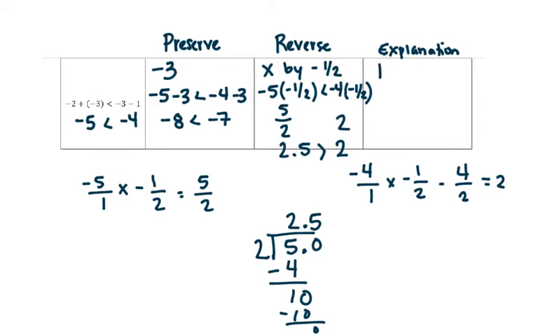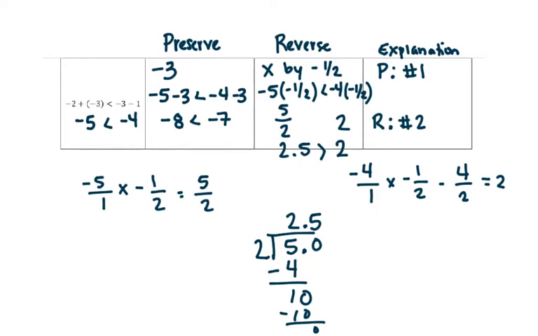So my explanation for preserving, if we go back, I subtracted 3, so that was number 1. And for reversing, I multiplied by negative 1/2, so that was number 2. So that is how we complete those problems. And you guys are going to see some things similar to this in your homework, but they're going to tell you the operation that you need to carry out. And then you're going to say whether the inequality symbol was preserved or reversed.